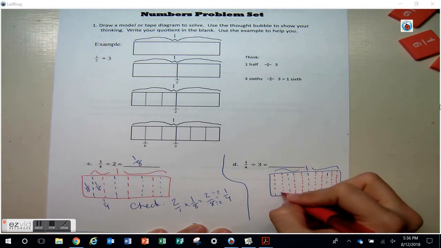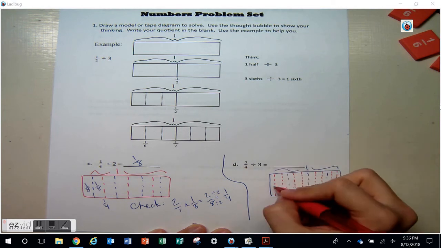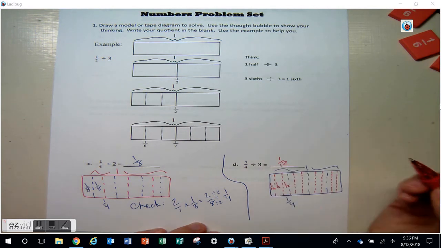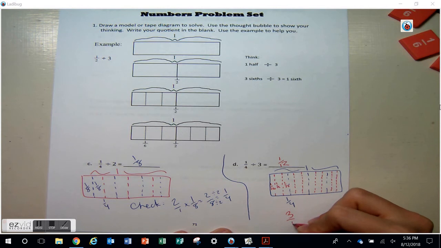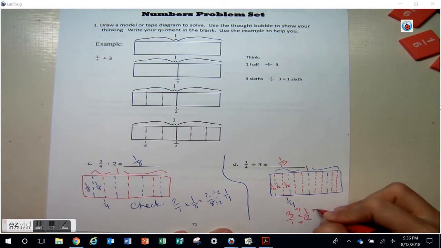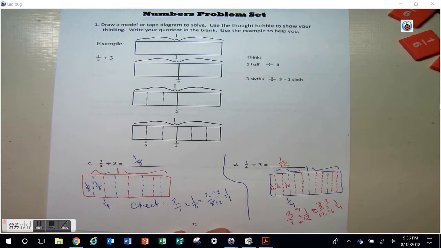And then I'm left with 1, 2, 3, 4, 5, 6, 7, 8, 9, 10, 11, 12. So each of these is 1/12. 1/12 would be in each of those groups. To check it, we do 3 times 1/12, getting 3/12. Divide by 3, top and bottom, and we get 1/4, which is what we wanted.